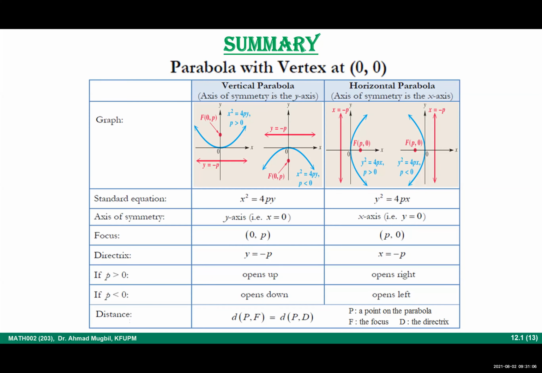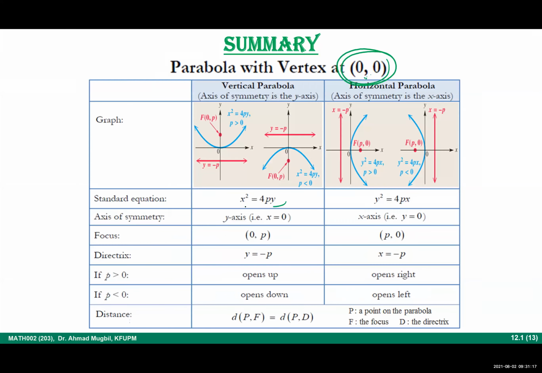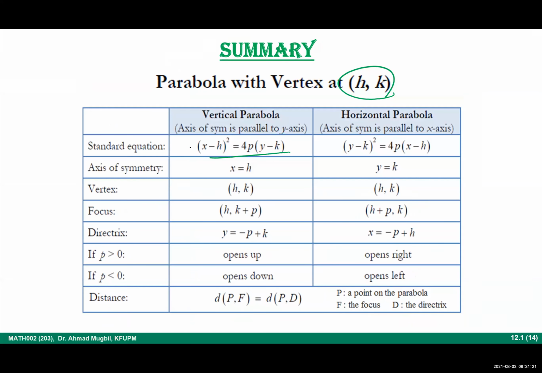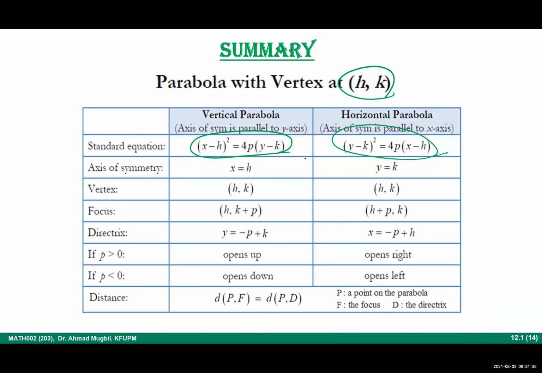Now we have summarized this, shabab, in the previous class. This is when the vertex is (0, 0). This is unshifted, and this is the shifted. If you look at these two equations and compare them, what we did was replace x by x minus h and y by y minus k. Look at the axis of symmetry here. It is x equals 0. Here it is y equals 0. Here it will be h and k. The vertex is (h, k).